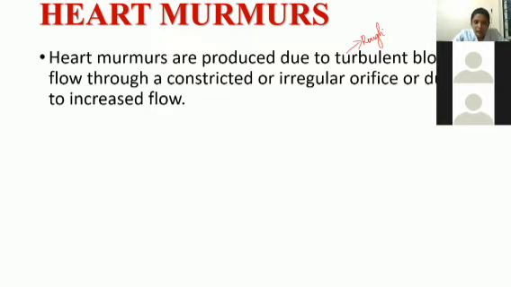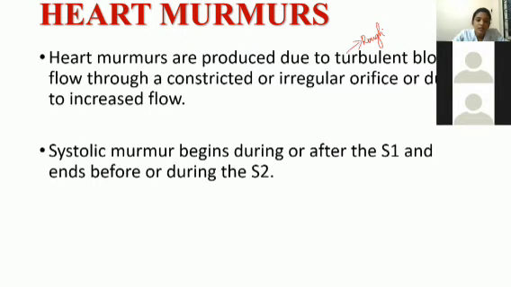So this turbulent blood flow means the blood is flowing forcefully. So due to that, it can happen in a constricted or irregular orifice. Orifice means opening. So if the opening through the valve is constricted or narrow, or it is irregular, then there will be turbulent or rough blood flow through that, and that will make these swishing sounds known as heart murmurs. The heart murmurs can be divided into systolic murmur and diastolic murmur.